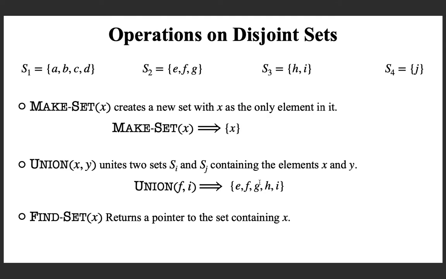Next operation is find set x. Given an element x, it returns a pointer to the set containing x. For example, if you call find set with argument C, it will return the set S1 which contains C in it. So these are three operations.